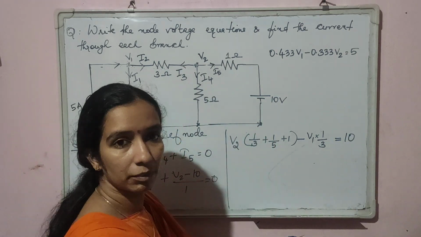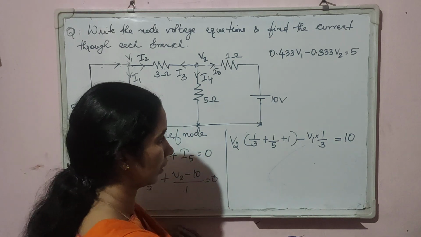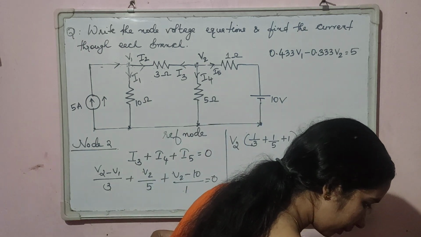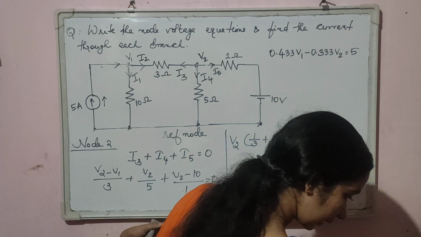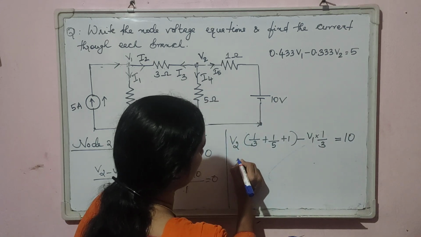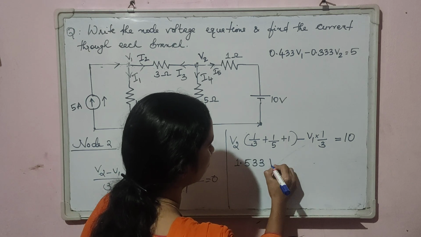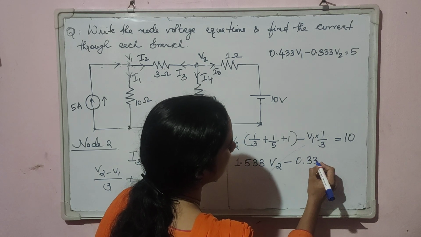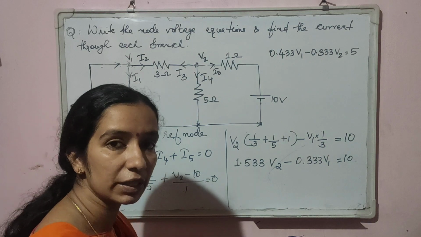So all the variable terms are on the left hand side and the constant term is on the right hand side. So now solve 1 by 3 plus 1 by 5 plus 1, that will be 1.533. So 1.533 V2 minus 1 by 3, which is 0.333 V1, is equal to 10. This is our equation number 2.